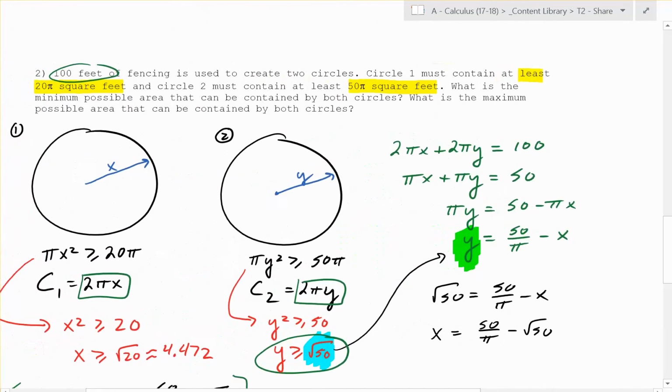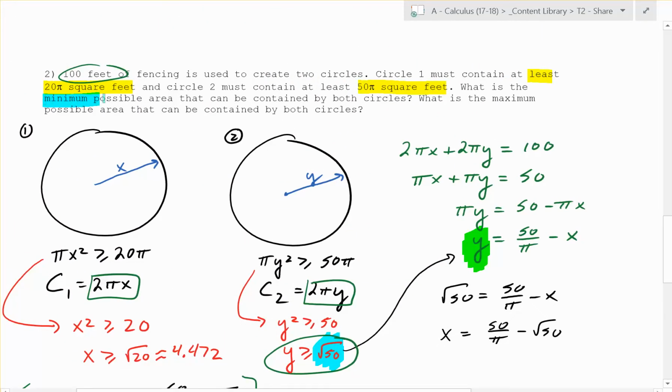So what is it asking for? What is the minimum possible area? To do that, we need to write an equation for area.